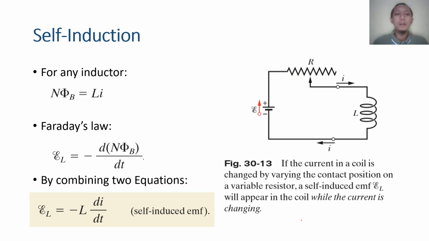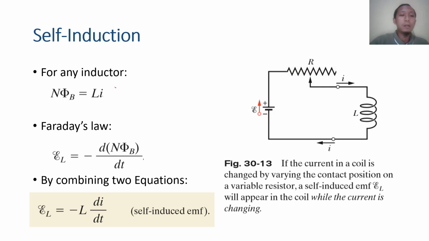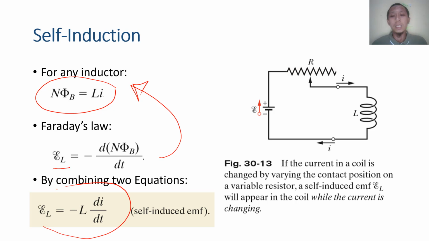And then for any inductor, the magnetic flux is equal to L times I. Recall Faraday's law, EMF is equal to minus N d magnetic flux per dt. By combining these equations, we get that the EMF is equal to minus L dI per dt.